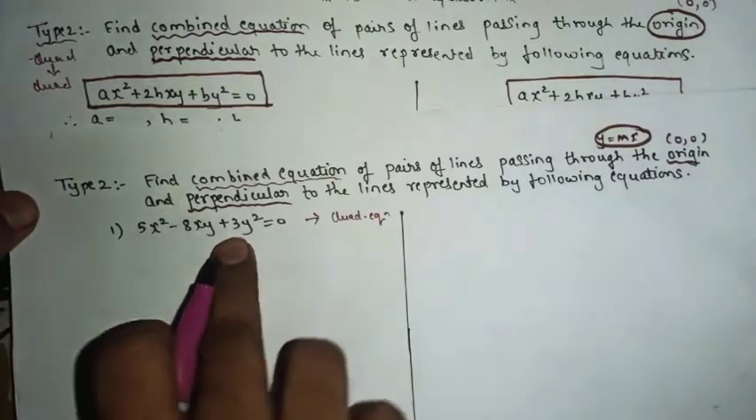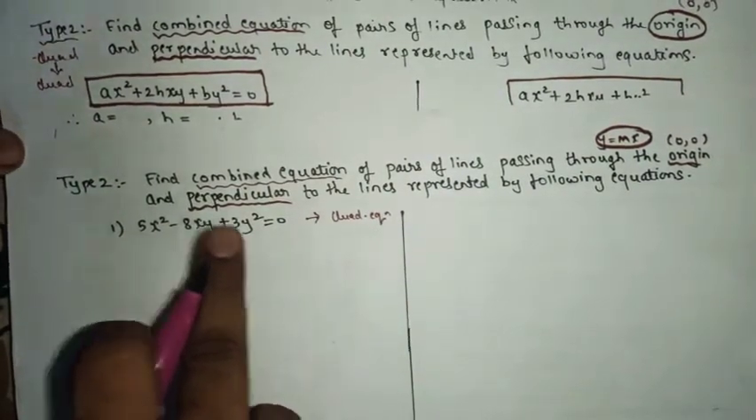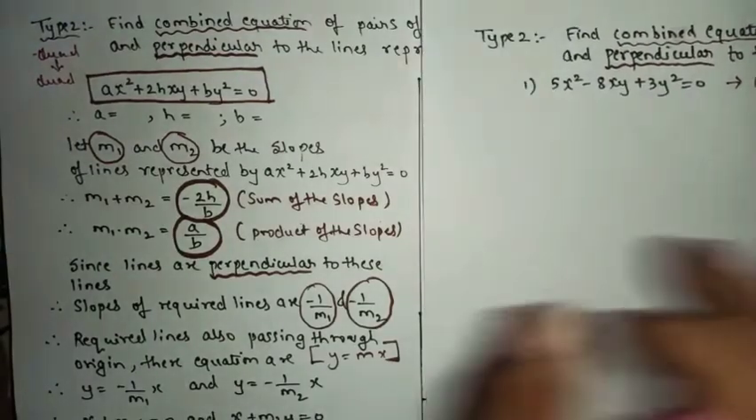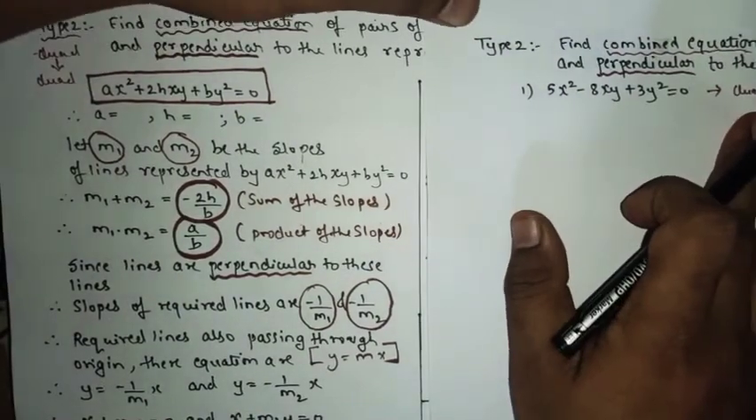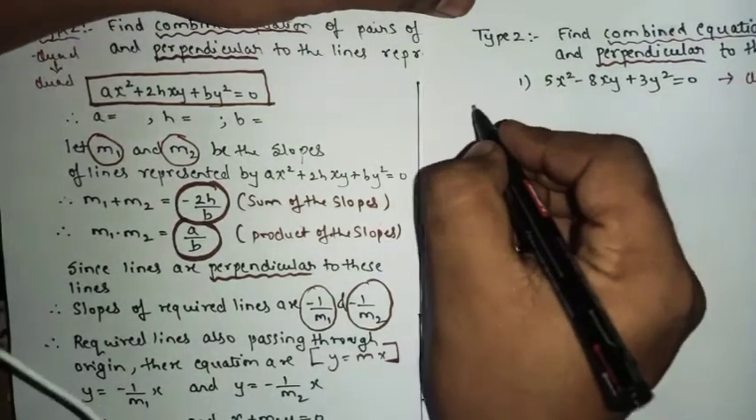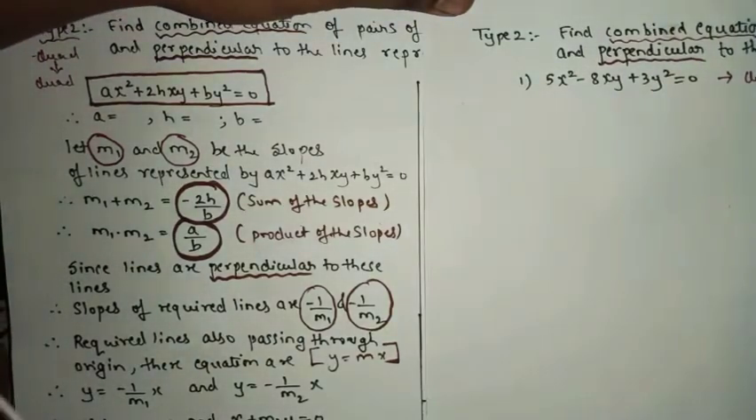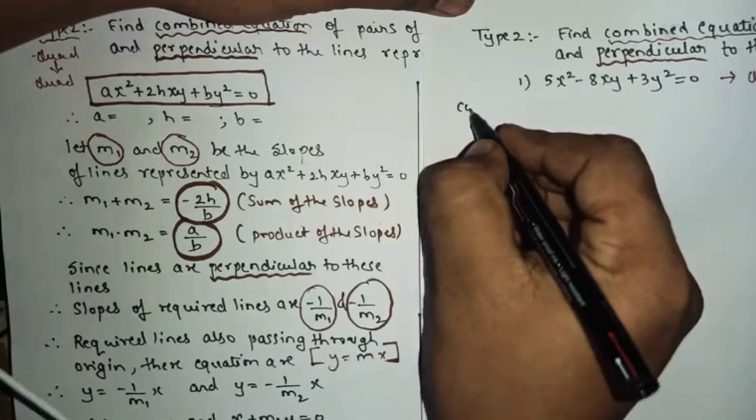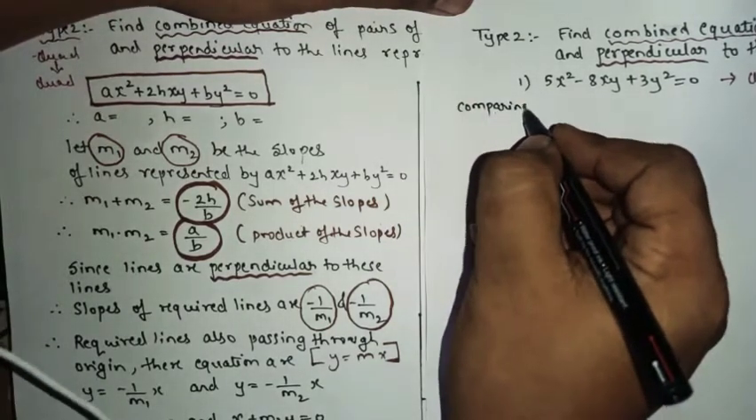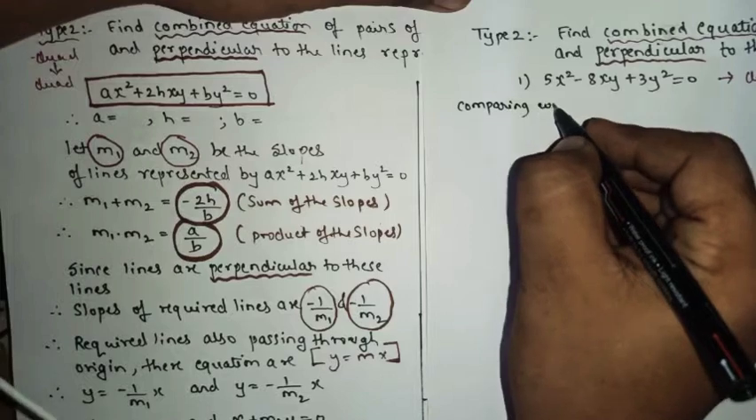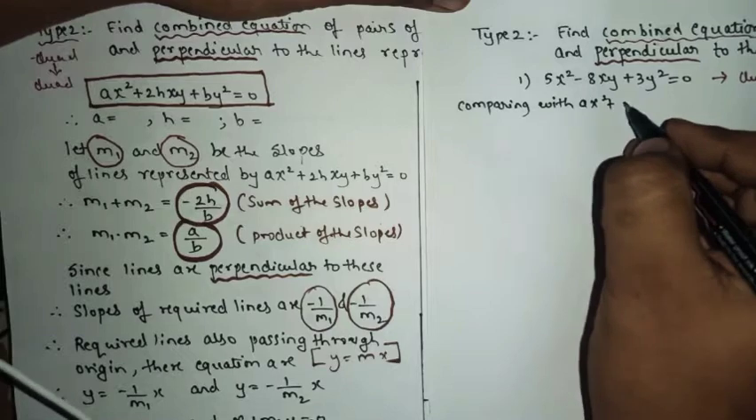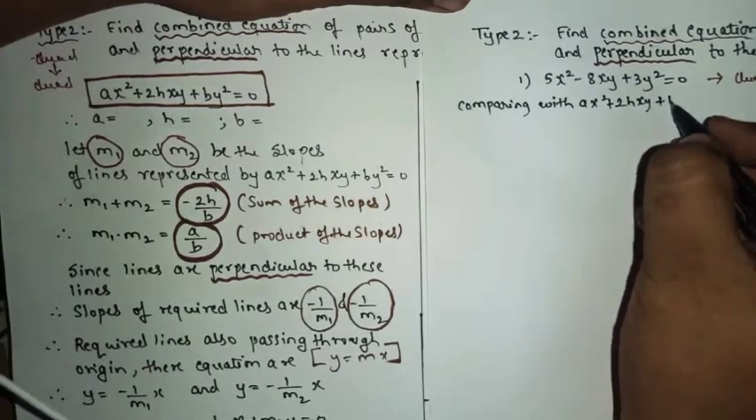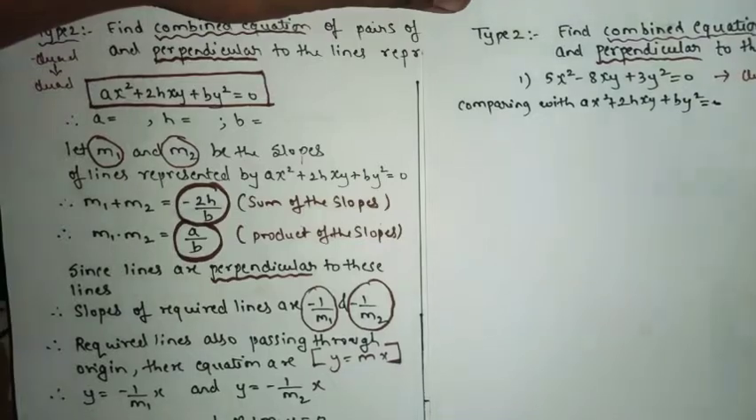Okay, now here we have the equation. So let's follow the steps. First step will be comparing with ax square plus 2hxy plus by square equal to 0.